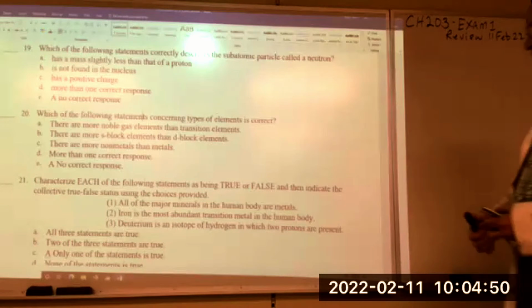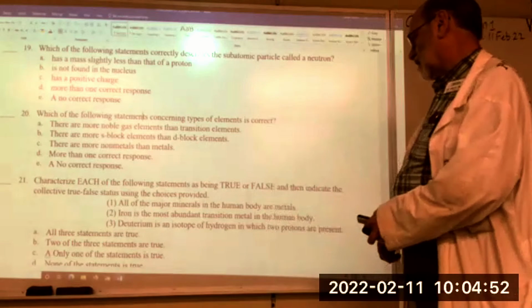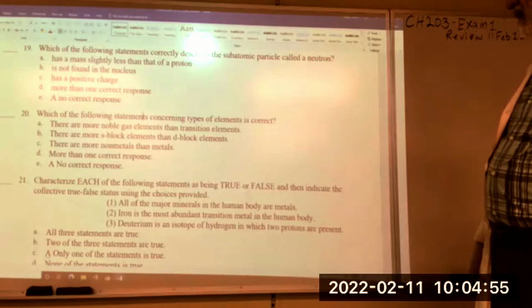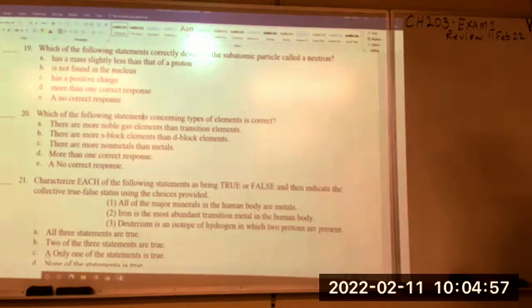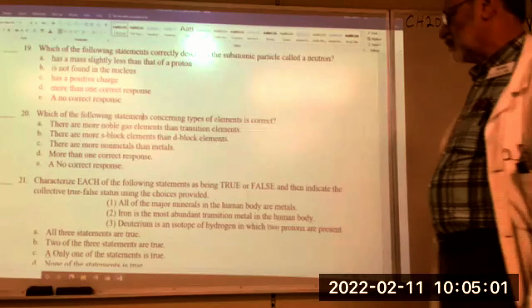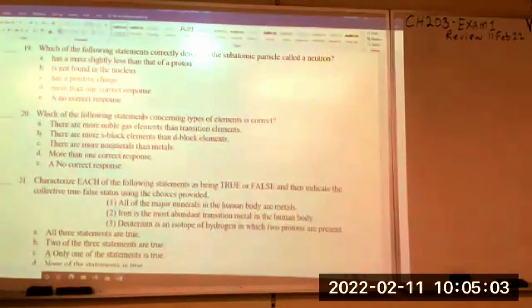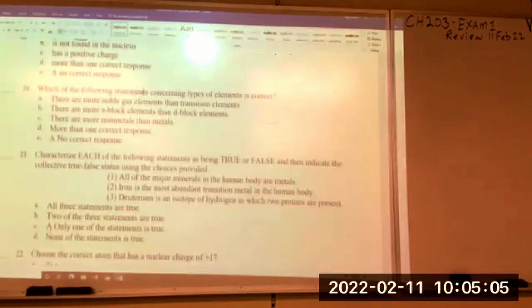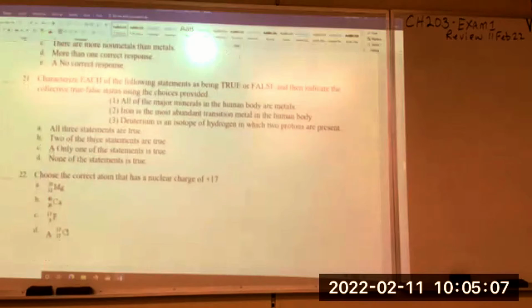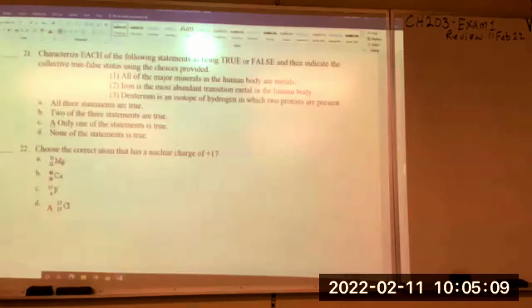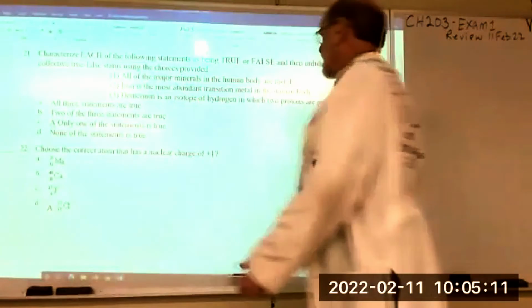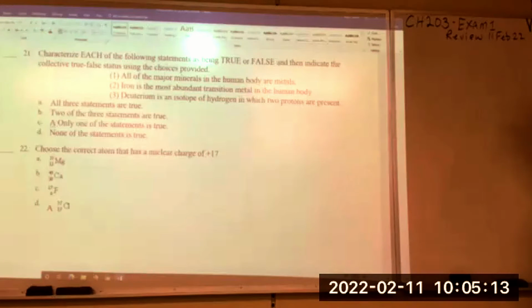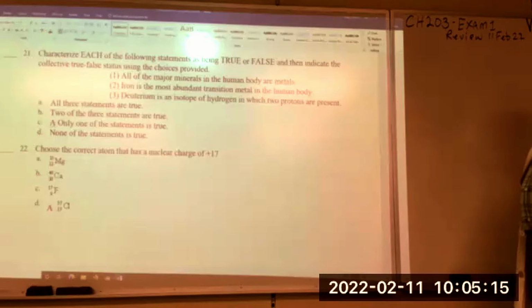How about, we got another one of these. Characterize each of the following statements as true or false. Well, let's see, maybe we can gain something from this one. It doesn't take too long. Let's go up a little bit. There we go. All the major minerals in the human body are metals. All the major minerals are metals.